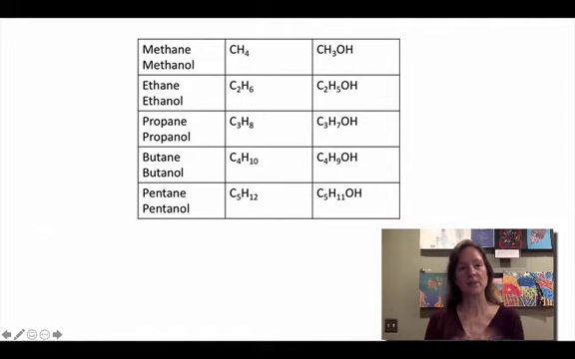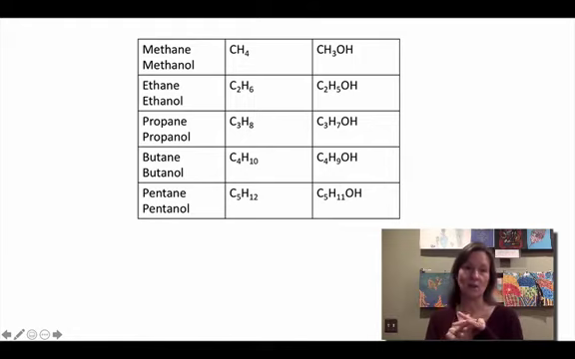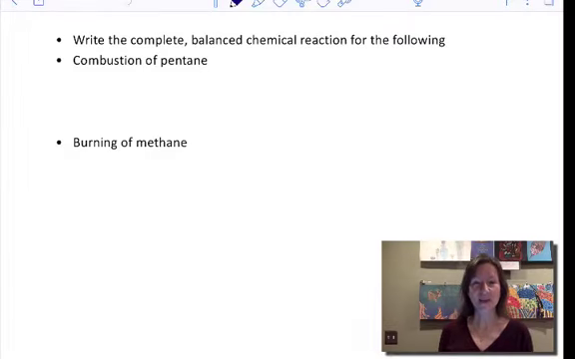Reactions test, I'll only do the first 5, so meth, eth, prop, but, and pent, and only the anes and the alcohols. So these are the 10 that you could potentially see on your test. So let's practice writing a couple of these so you see how they work.